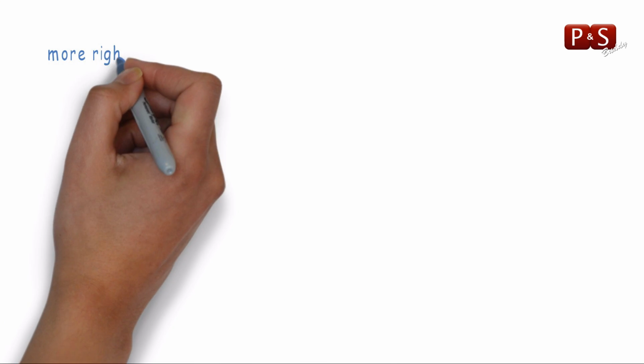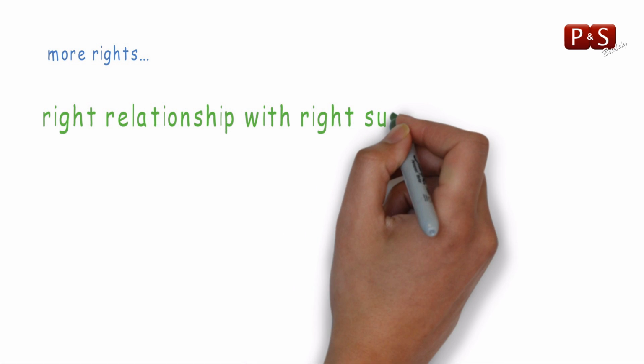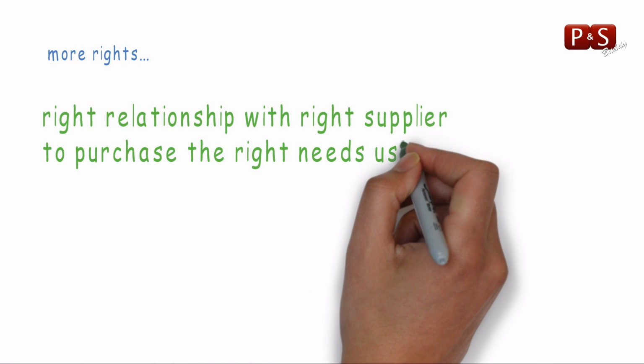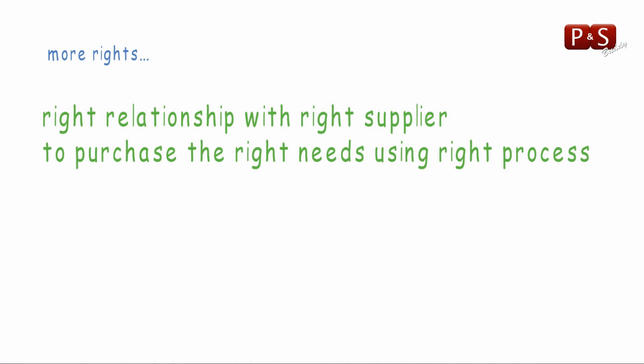We can consider more rights. We can try to define procurement as right relationship with right supplier to purchase the right need using right process. But again, in this video, we have concentrated on the 5 basic rights. We will try to cover these topics in separate videos.